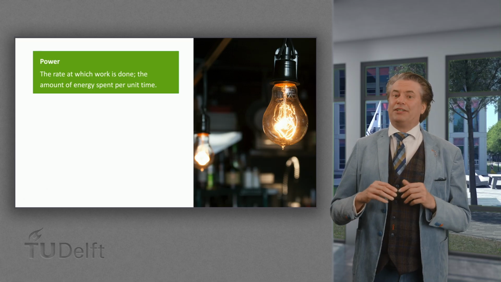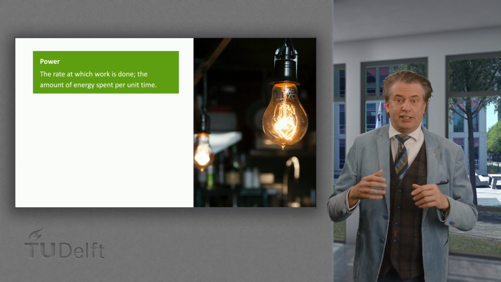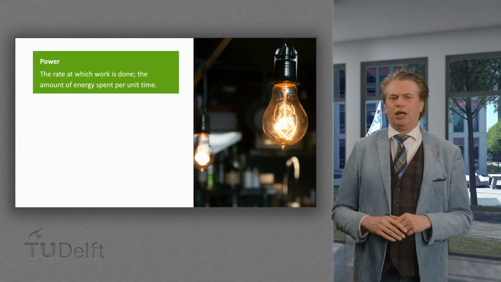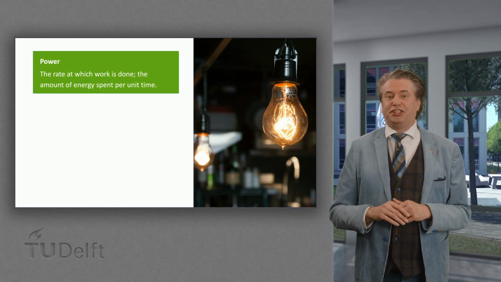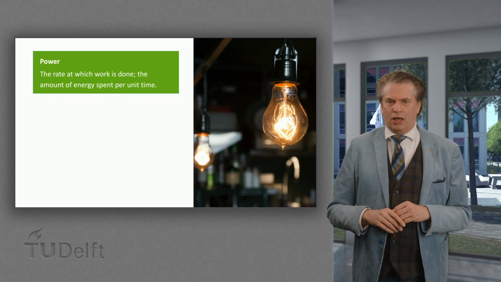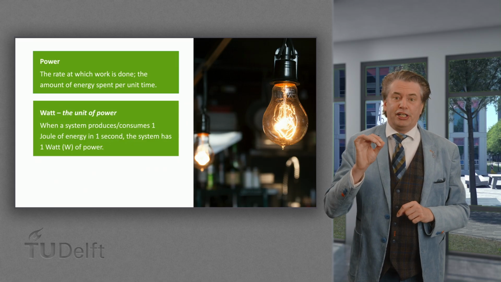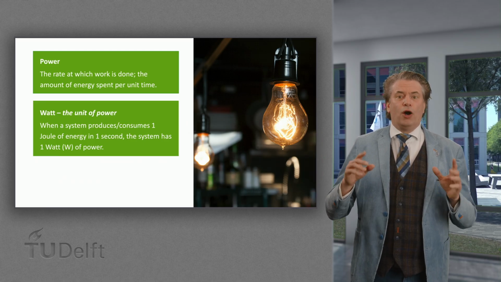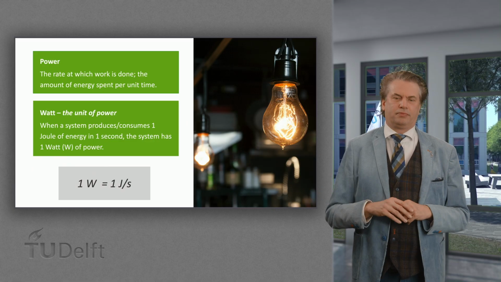Power is a term which is often used when talking about the output of machines or processes. Power is defined as the rate at which work is done. It can also be defined as the amount of energy used per unit of time. The unit of power is called the watt, after the Scottish engineer James Watt. 1 watt is the amount of power produced when 1 joule of energy is used in 1 second. Mathematically, 1 watt is expressed as 1 joule per second.